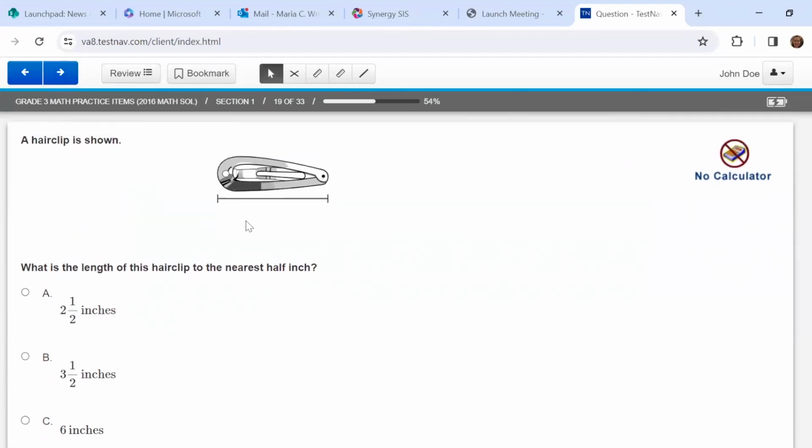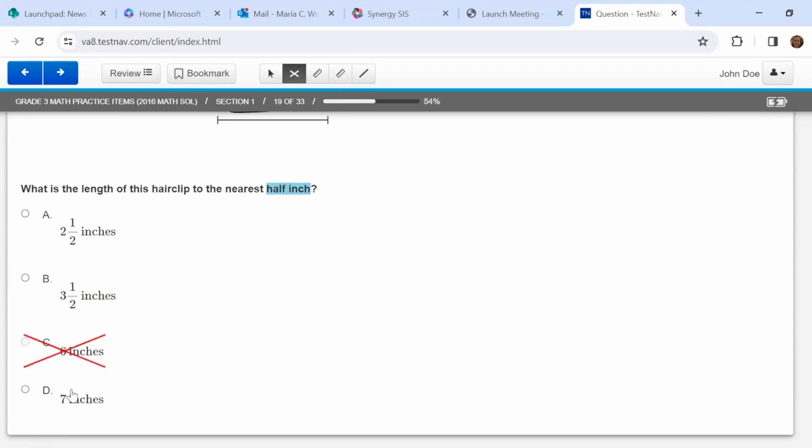All right, a hair clip is shown. What is the length of this hair clip to the nearest ½ inch? All right, this is important. I'm not going to the nearest whole inch. I'm going to the nearest ½ inch. So right away, actually, you know what? It could be this. I almost made a common mistake.